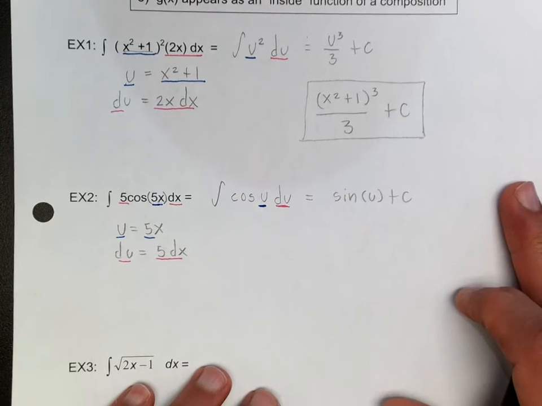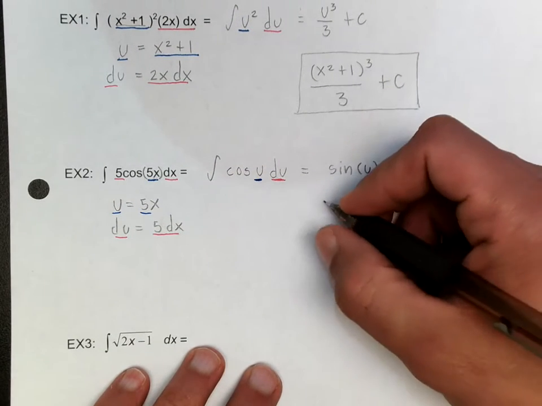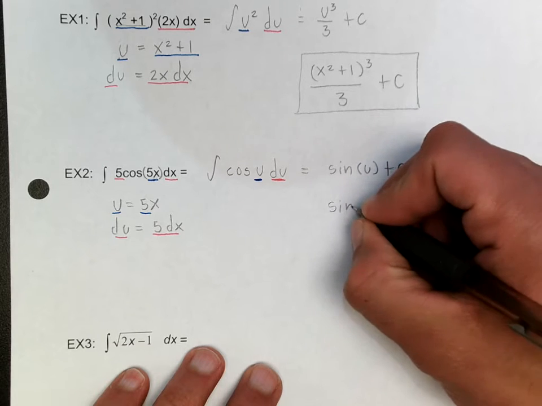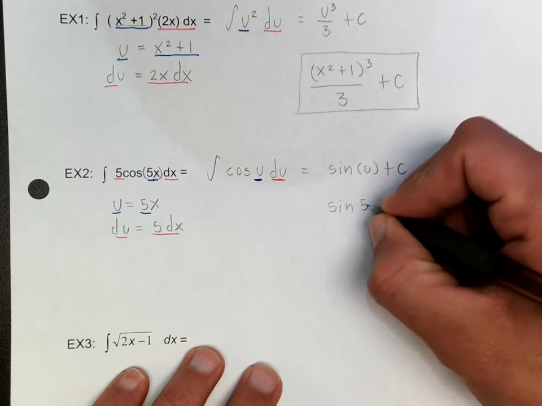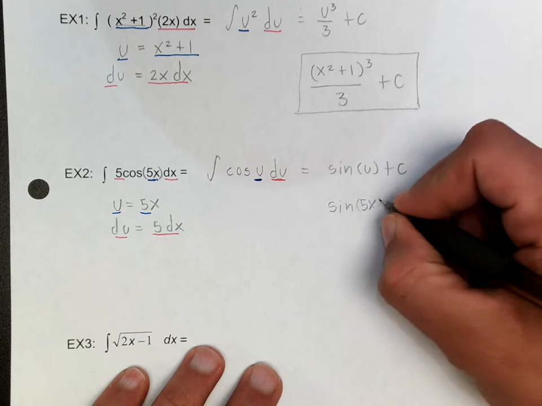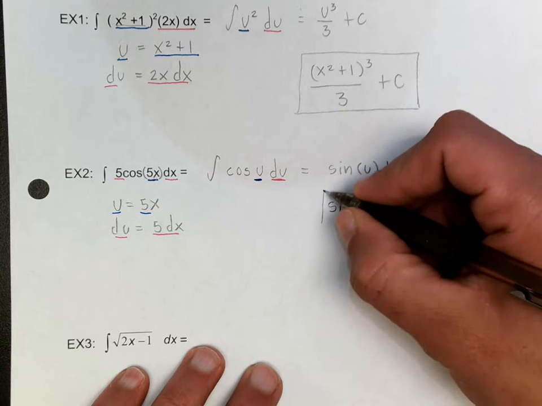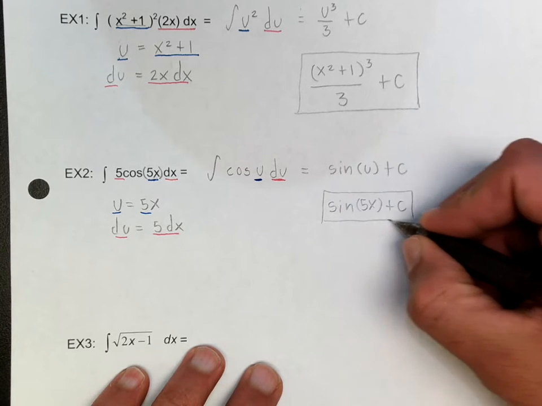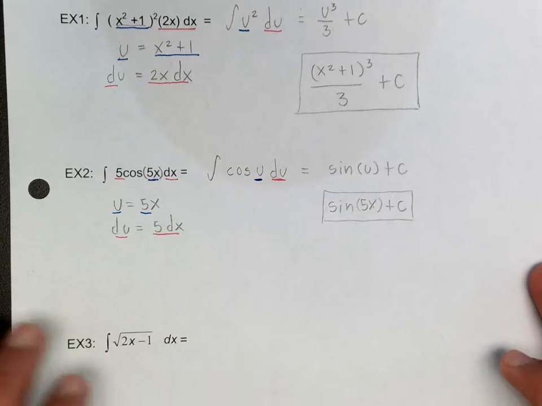Finally I'm going to substitute back. So this is going to be equal to sine of 5x plus c. And that's it for that one. Pretty simple. Alright, let's go to number 3.